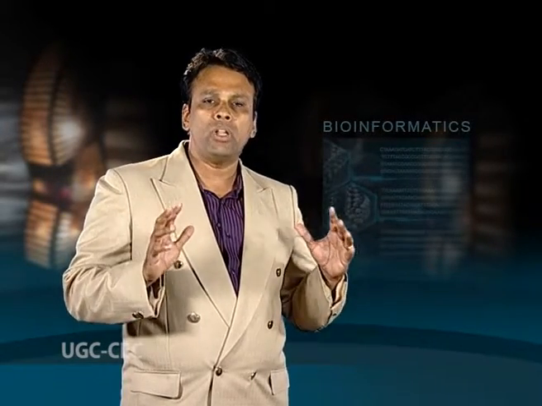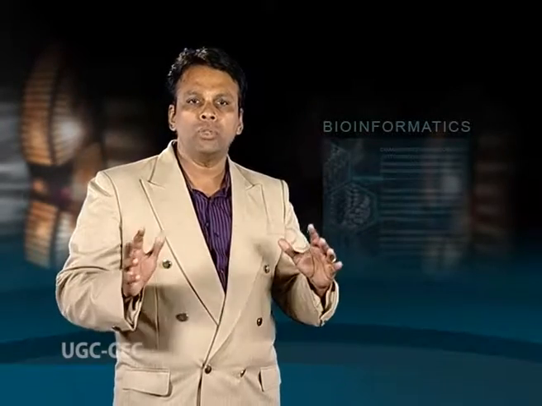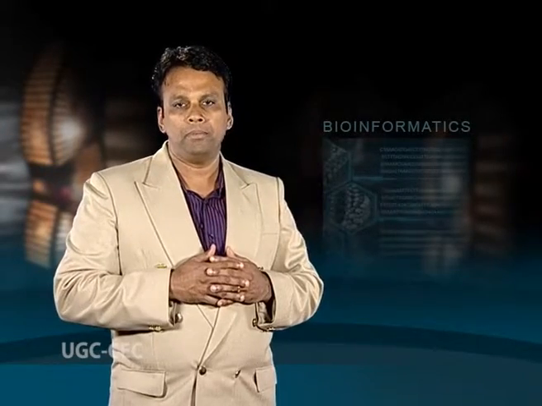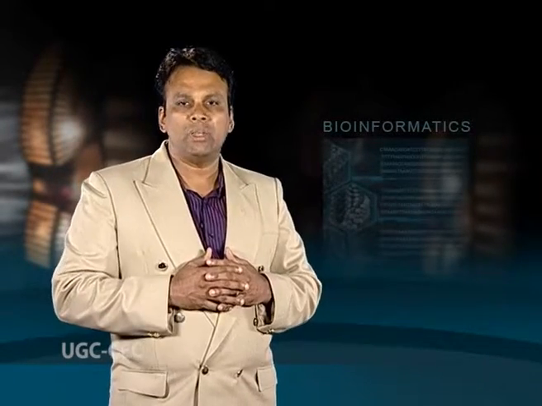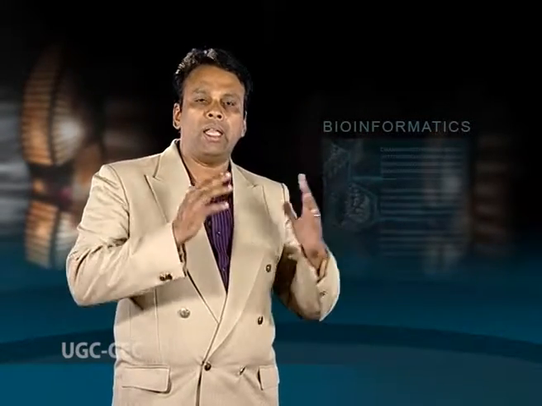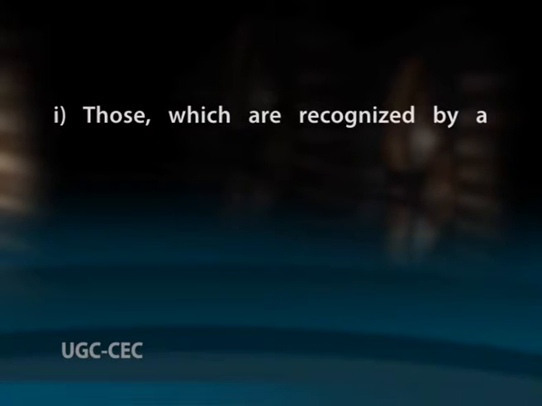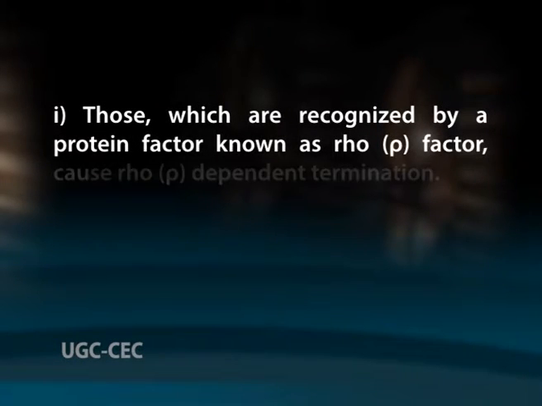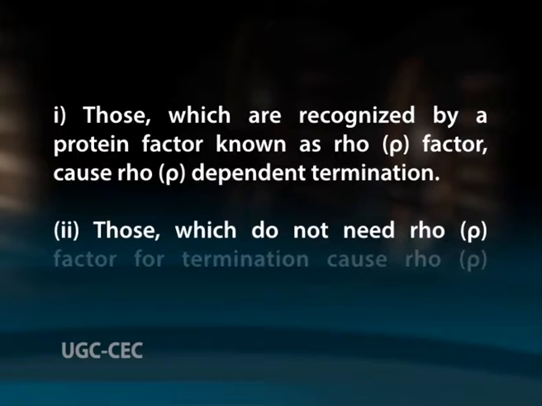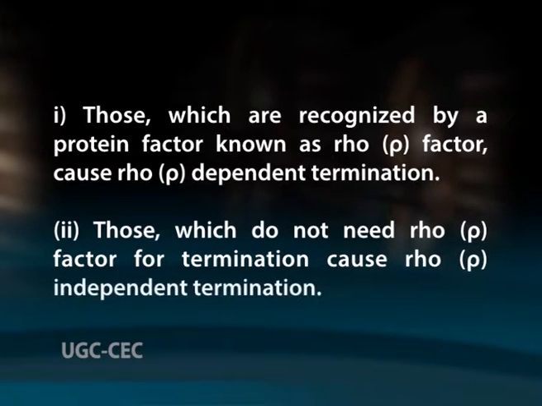It will be seen that termination actually depends on the scrutiny of not only the DNA template, but also that of the product, that is RNA, obtained by transcription. There are two types of transcription termination in E. coli. The termination signals found on DNA can be of two types: one, those which are recognized by a protein factor known as Rho factor, which cause Rho-dependent termination, and two, those which do not need Rho factor for termination, which cause Rho-independent termination.